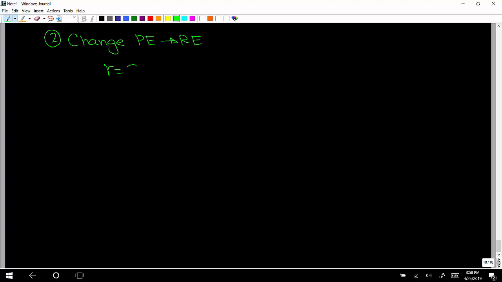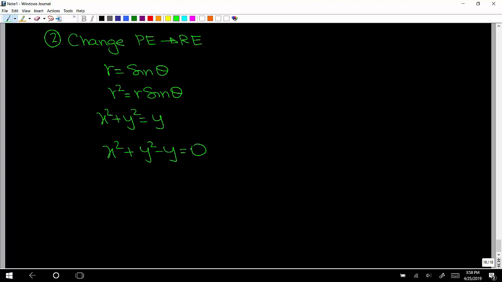So we have r equals sine theta. I'm going to multiply both sides by r. We get r squared, which, if you remember, is x squared plus y squared, and r sine theta is y. I'm going to move the y term to the other side, so it becomes 0. I'm going to complete the square for y now. We did that earlier, so we're going to do the same thing. I'm sorry, we're going to add a fourth, and subtract a fourth.